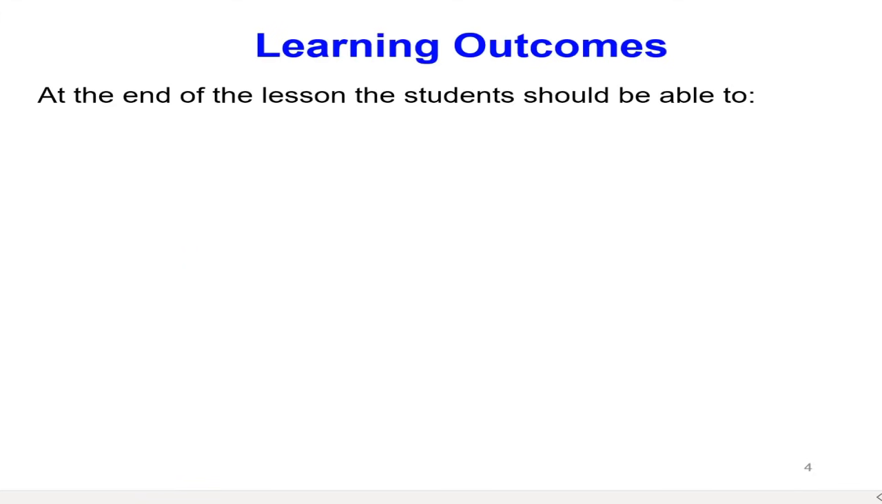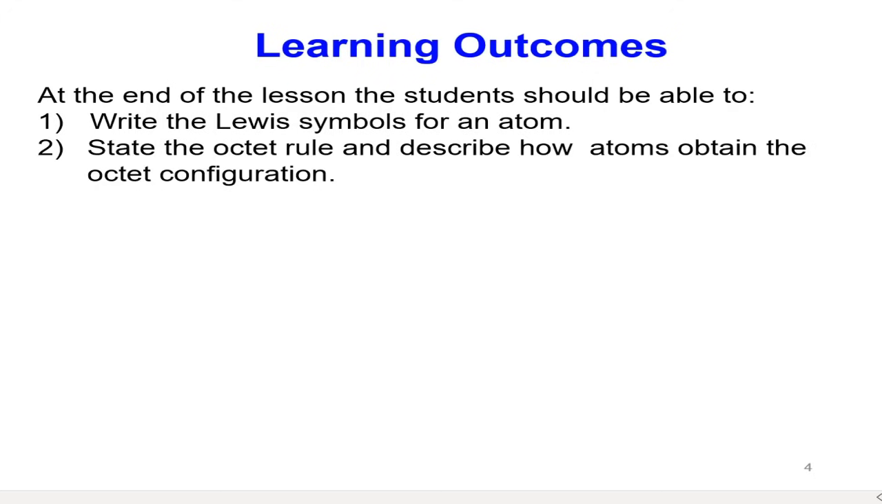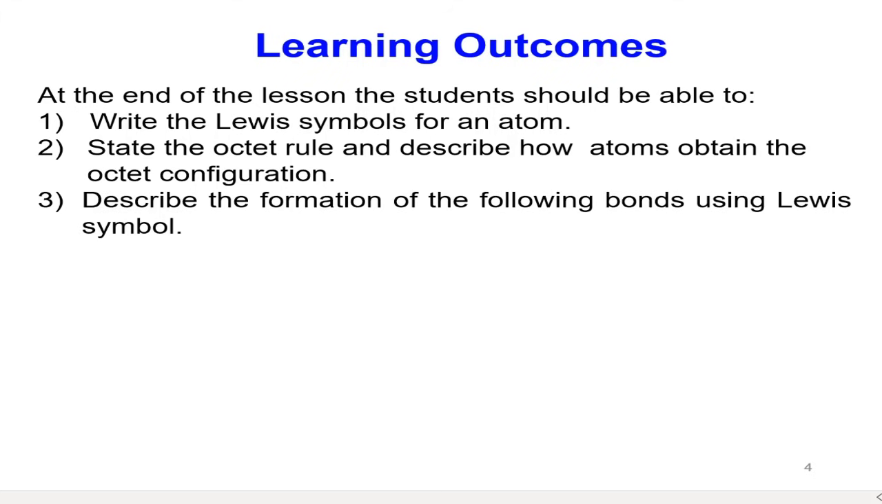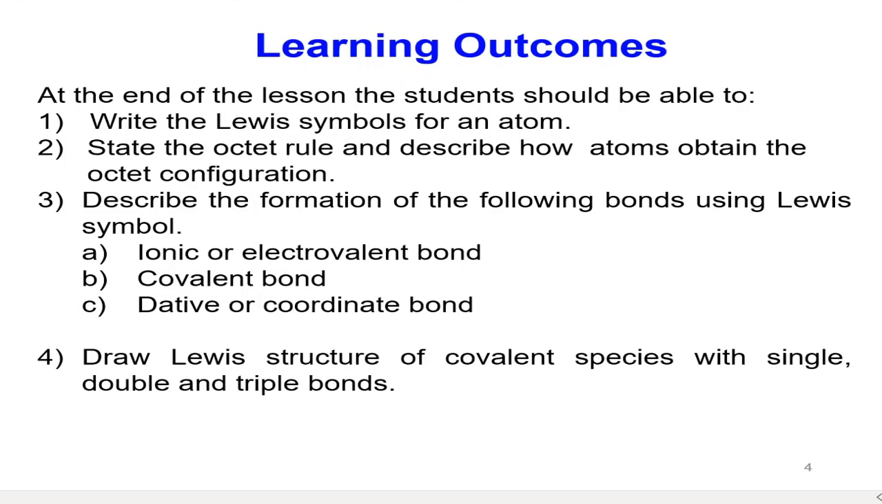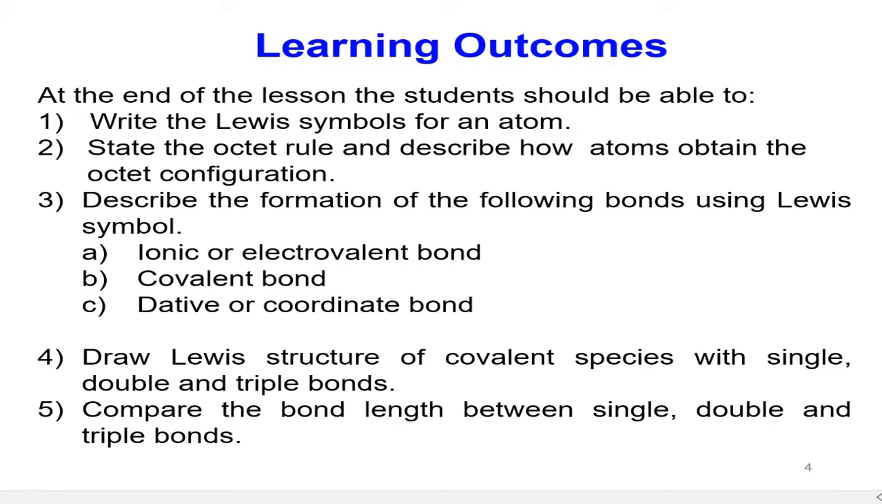At the end of the lesson, you should be able to write the Lewis symbol for an atom, state the octet rule, and describe how atoms obtain the octet configuration. Describe the formations of the following bonds using Lewis symbol, that is ionic or electrovalent bond, covalent bond, dative or coordinate bond. The next learning outcome is to be able to draw Lewis structure of covalent species with single, double and triple bonds. And the last one is to compare the bond length between single, double and triple bonds.